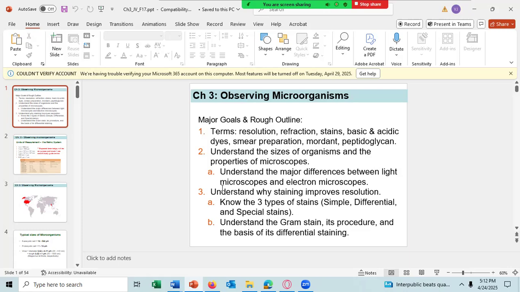So, to understand the sizes of organisms and the properties of microscopes, understand the major differences between a light microscope and an electron microscope. 3, understand why staining improves resolution, and know the 3 types of stains: a simple stain, a differential stain, and special stains. And then 3B, understand the Gram stain, its procedure, and the basis of its differential staining. Any questions about what we're going to be covering?